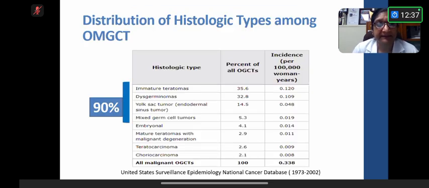So when we see the histological types among the ovarian malignant germ cell tumors, the immature teratomas constitute 35%, followed by dysgerminomas, which are seen in 32%.